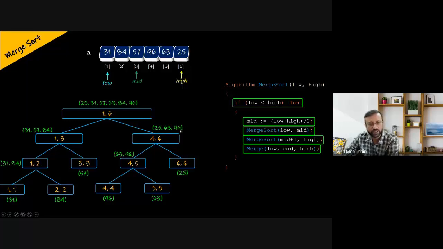25, 63, 96. So at this place, we have two sorted sets. So merge these two of them. We get the result 25, 31, 57, 63, 84 and 96. So this is how merge sort works: in the recursive part of merge sort, when it is called, the left side is completed first, then the right side is completed. And simultaneously when we are combining, we are joining and getting the result. So this is how merge sort works.